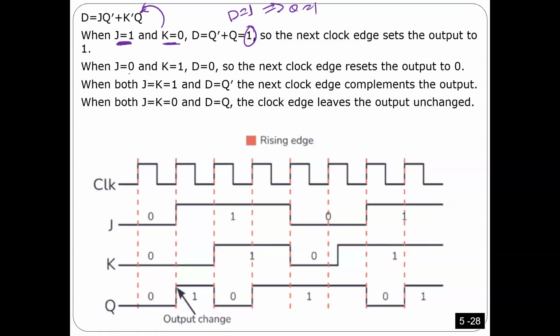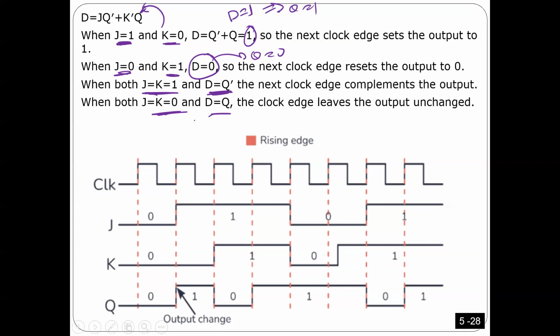I tried another value, 0 and 1, as you see here. I found D is equal to 0, so that means Q is equal to 0. And then I tried 1 and 1. I found D is equal to Q prime. Total, I tried 0 and 0. I found D is equal to Q.